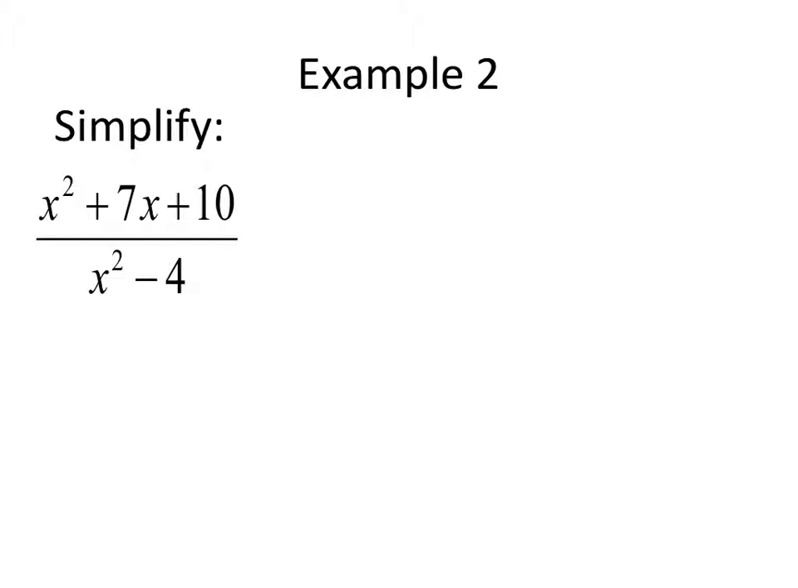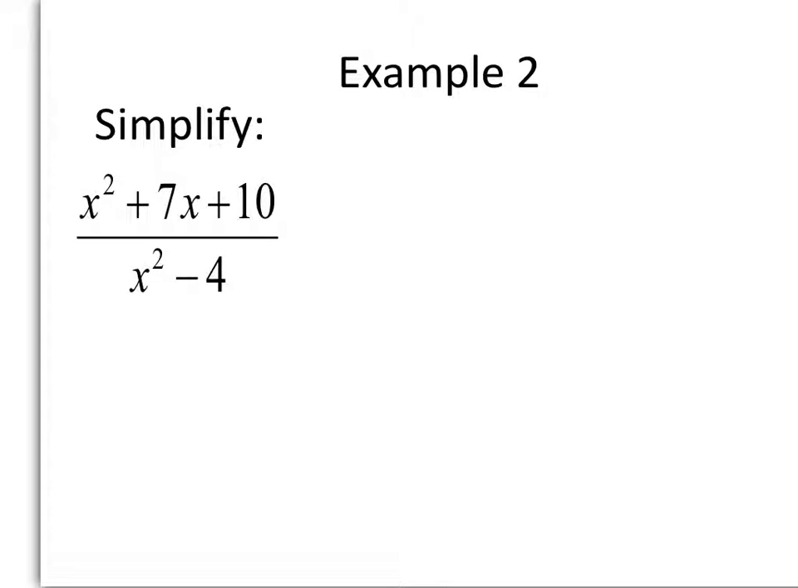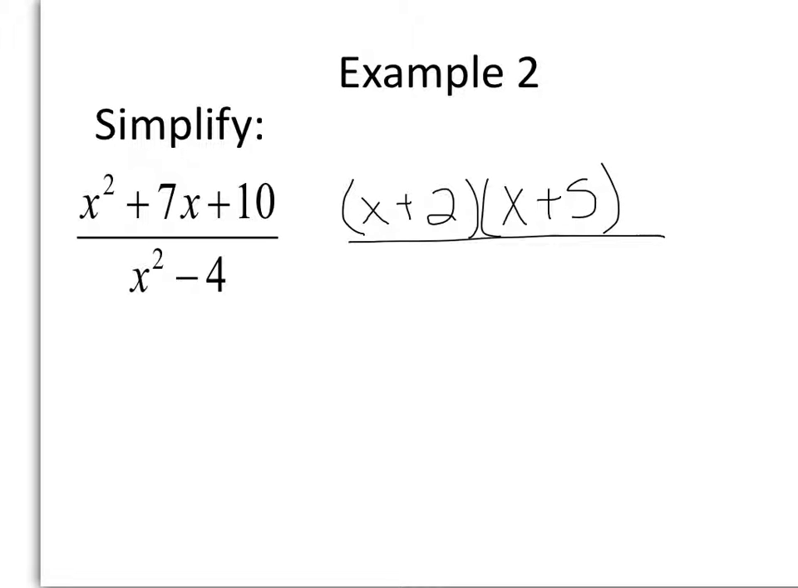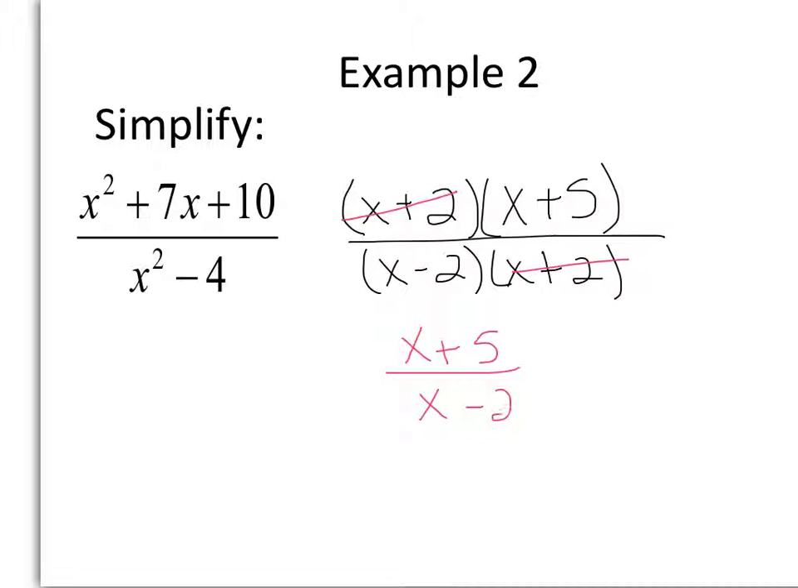So looking at this problem, first thing we're going to do is factor. So we're going to have x plus 2 times x plus 5, because 2 and 5 multiply to make 10, and they add to make 7. And then underneath, we're going to have x minus 2 times x plus 2. It's a difference of 2 squares. Then we cancel out what they have in common, right? Because anything over itself makes 1. So x plus 5 over x minus 2.